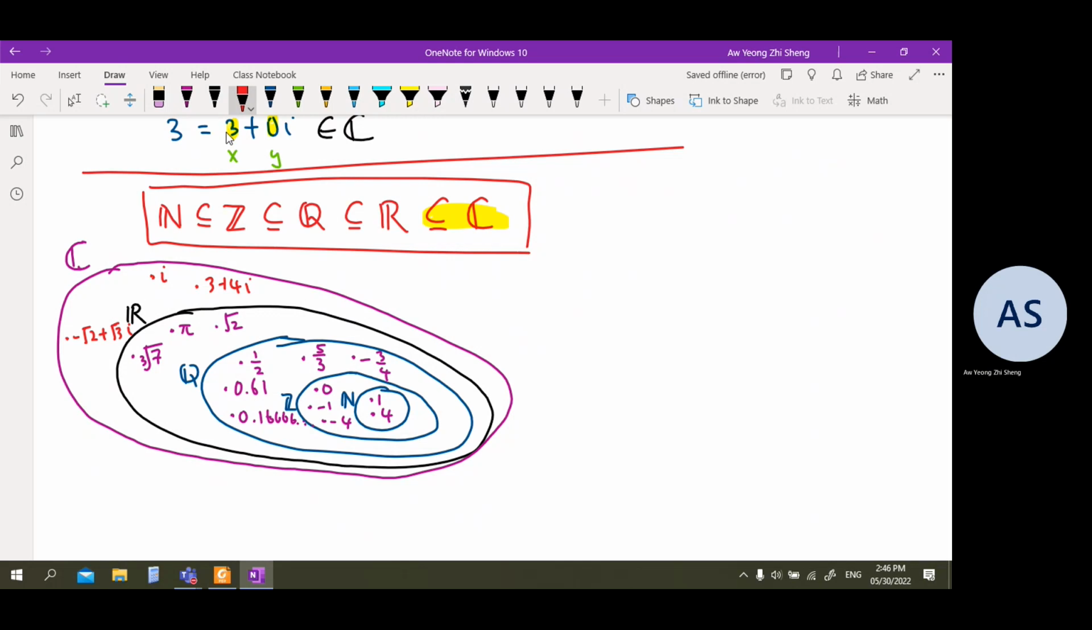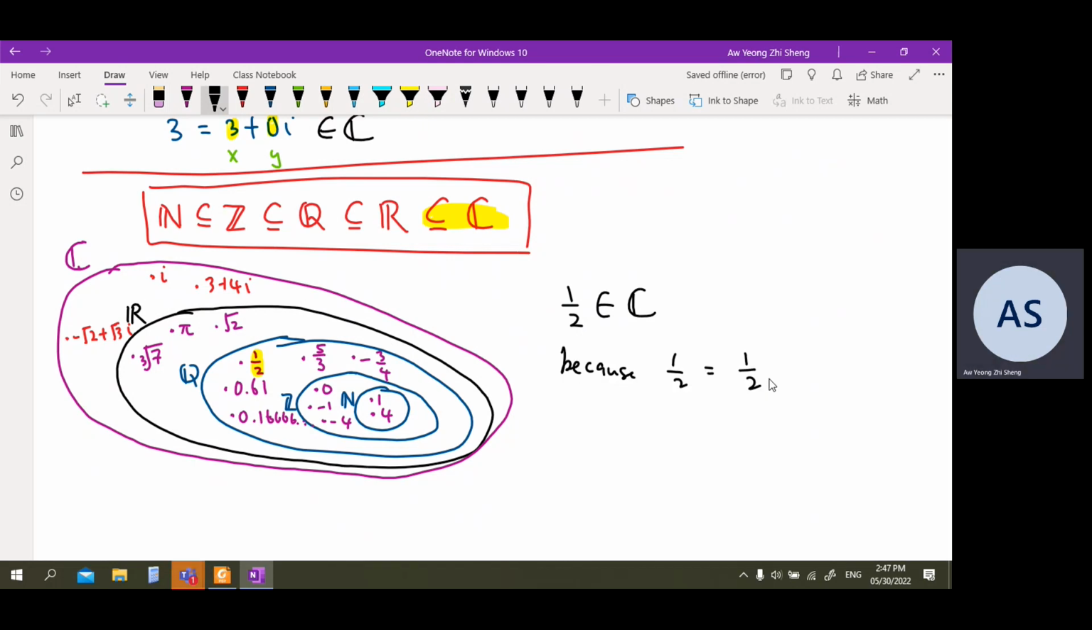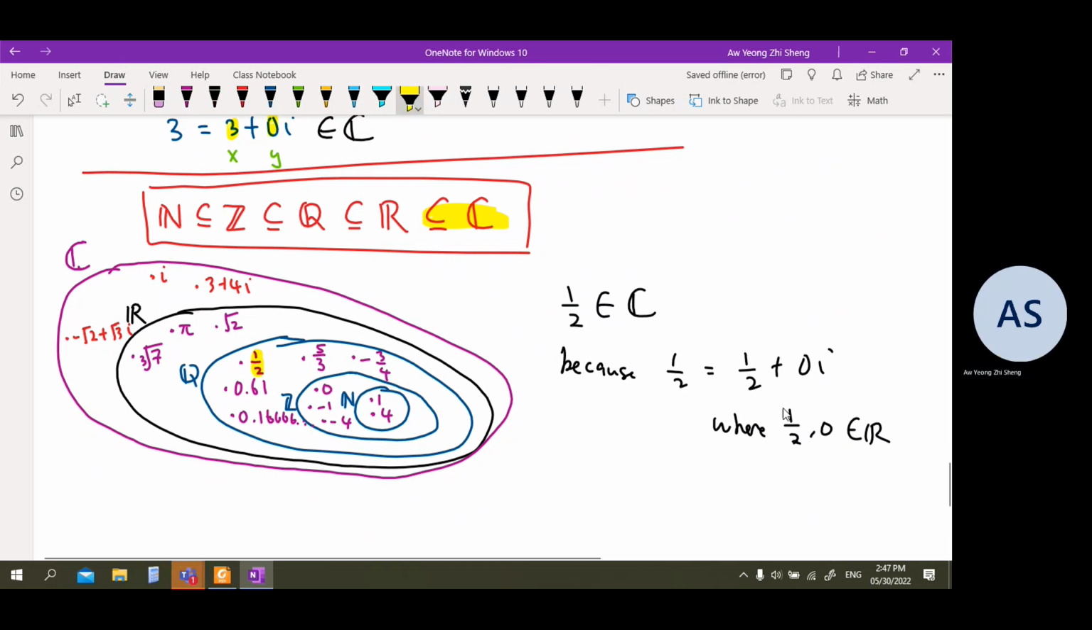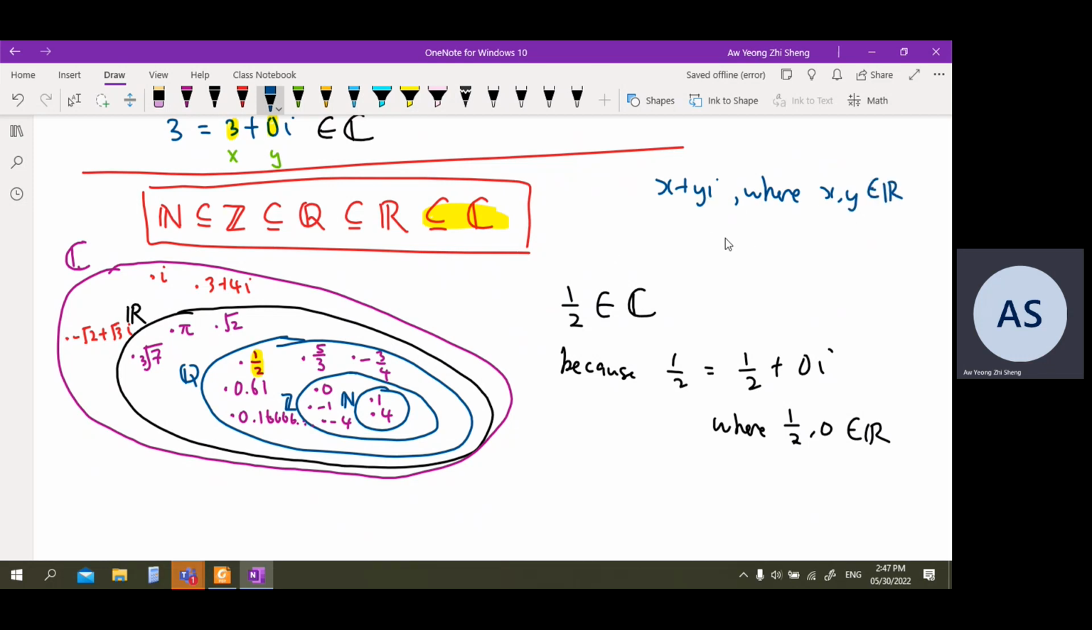Okay, so notice that this set C contains everything in R. And so any number that is real, for example, if I pick this half here, this half must also be a complex number, because the number half can be written as half plus 0i, where both half and 0 are real numbers. So it already satisfies the definition of a complex number. So any number that is of the form x plus yi, where x and y are real numbers, is a complex number.